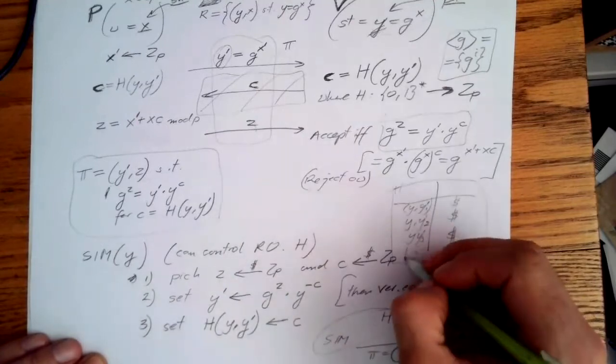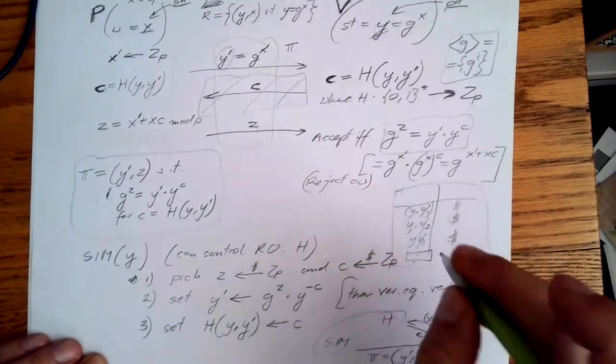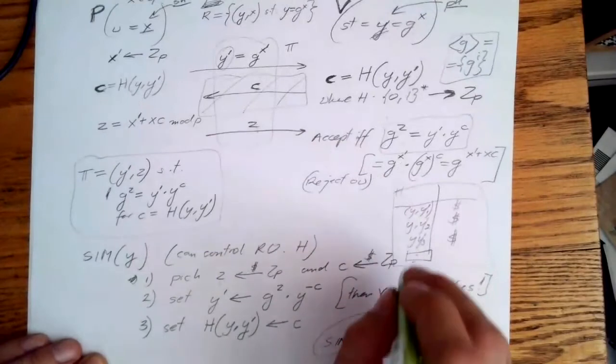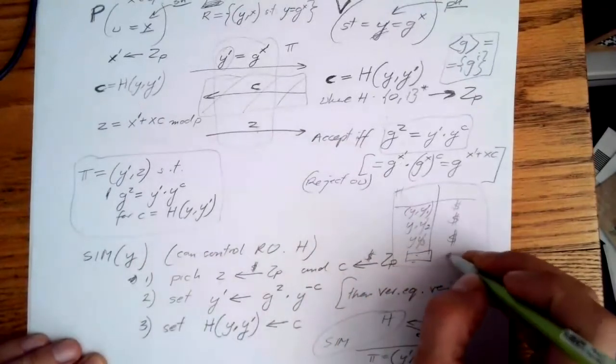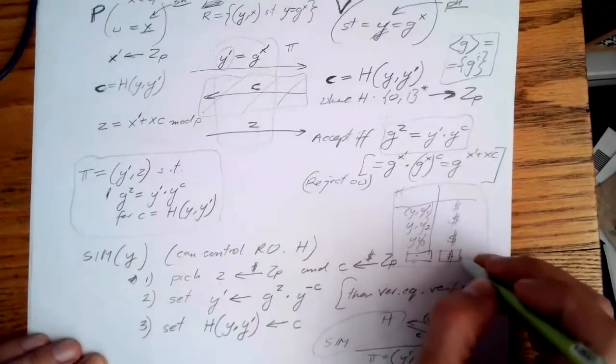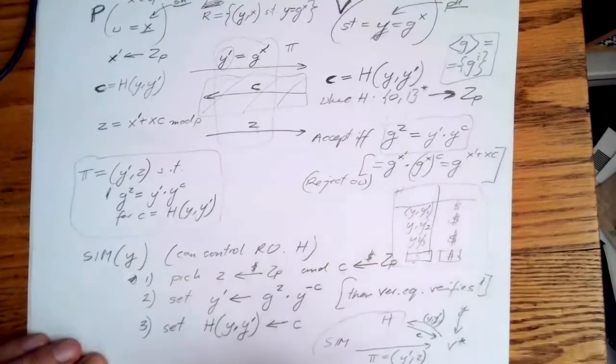So simulation basically picks a random row here, and of course it can set the corresponding value in a random way, in any way it chooses. Well, it has to be random, but it is. C is a random value, right?